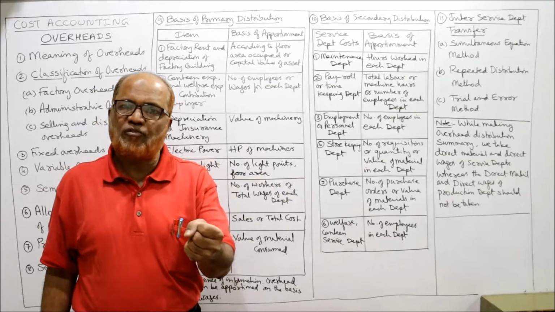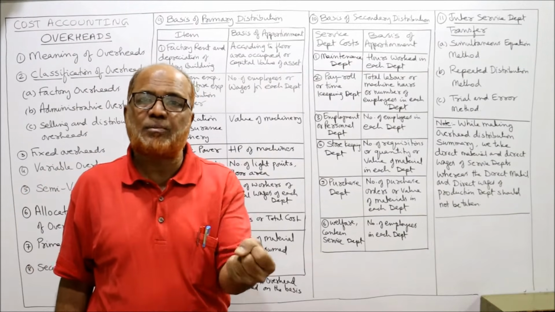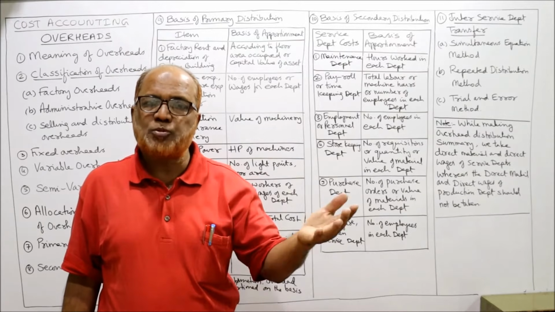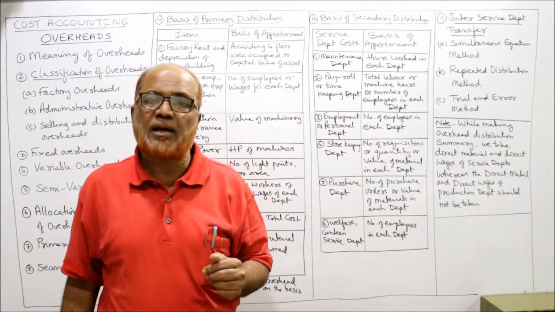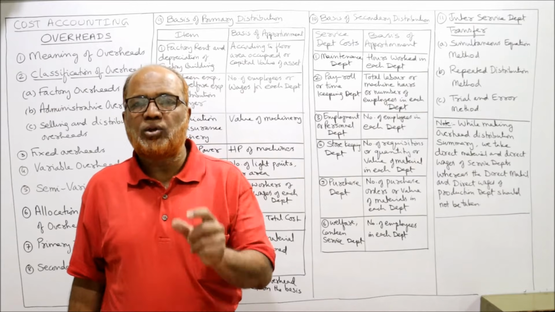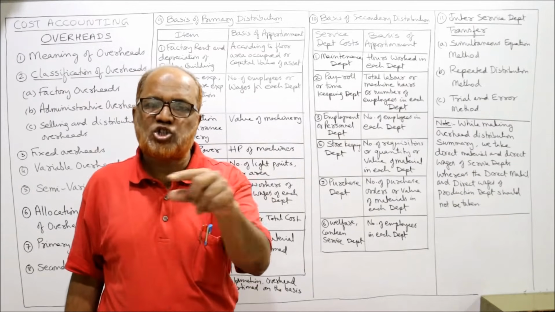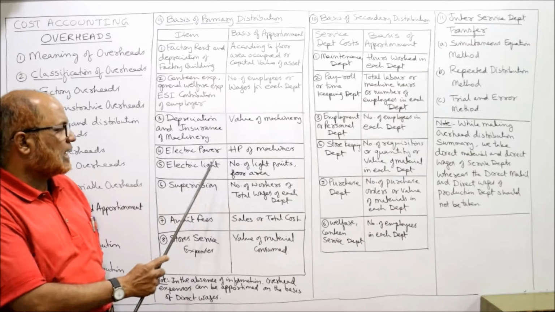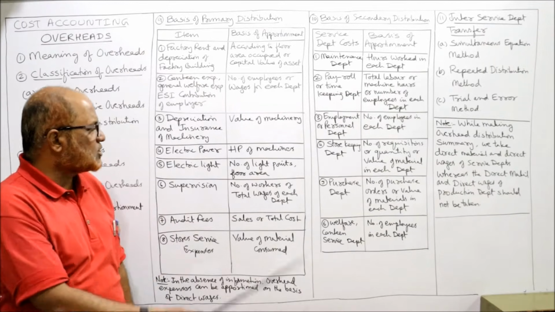जितना ज़्यादा HP of machine रहेगा उतना power consumption ज़्यादा होगा. तो more HP of machines, more power consumption, more electric power. So electric power expenditure will be distributed in the ratio of HP of machines. Electric lighting, the number of light points or floor area.